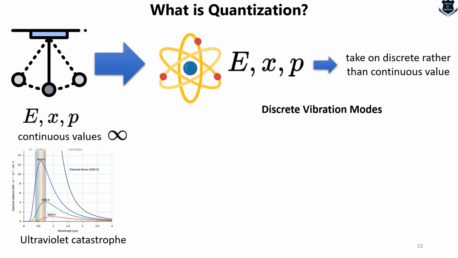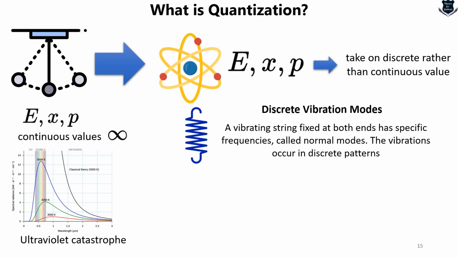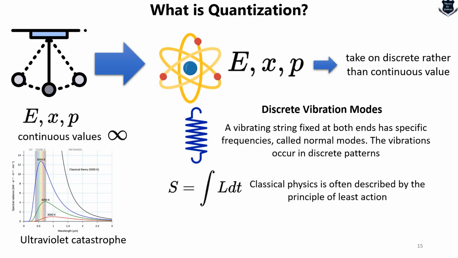Now let us take an example of quantization in discrete vibration modes. If you take a vibrating spring fixed at both ends, it has specific frequencies which are called normal modes. The vibrations occur in discrete patterns based on boundary conditions, and these boundary conditions can resemble quantized energy levels seen in general quantum mechanics. Just an analogy.